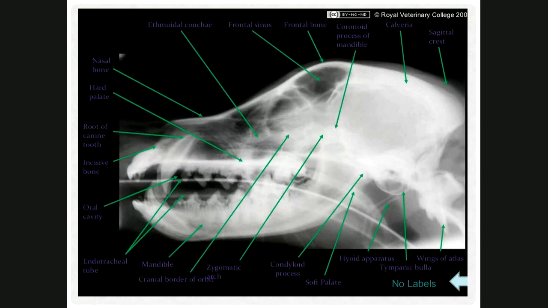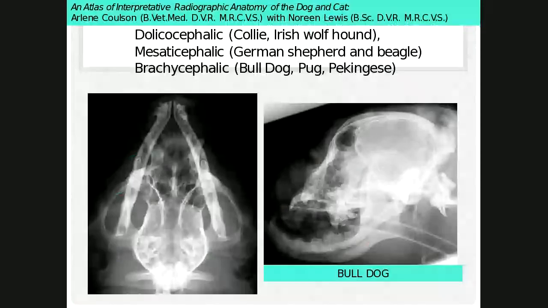Now, there's quite a wide variation in the skull types amongst dogs. Dolichocephalic are generally the long-nosed dogs or breeds, for example, the collie or the Irish Wolfhound. Mesaticephalic are your standard intermediate length dogs, for example, the German Shepherd or the Beagle, and the brachycephalics are the bulldogs, the pugs, and the Pekingese, for example.